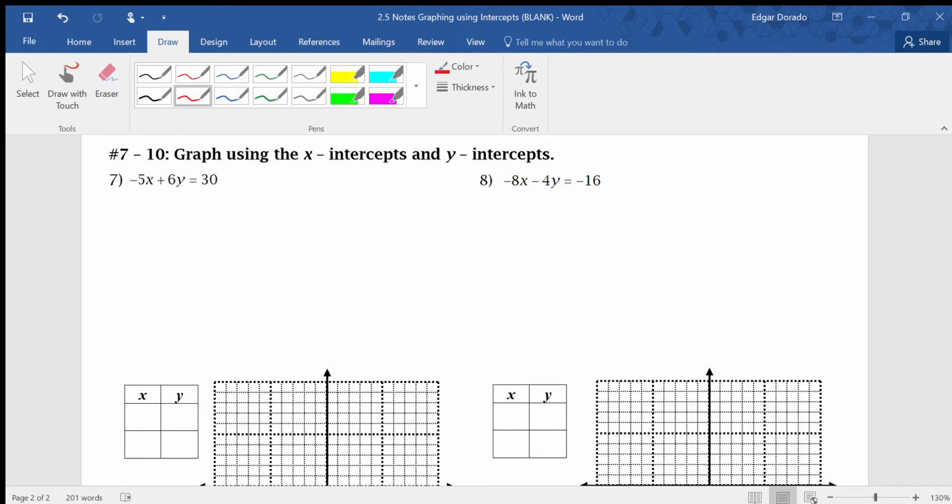I don't know why it's not working. I'm not sure why it's erasing all my stuff. Give me 1 second, guys. All right, let's see if this works. Okay, let's see if this works. So x-intercept. Okay, that's what I'm looking for. So my y, I'm not sure why it's erasing.